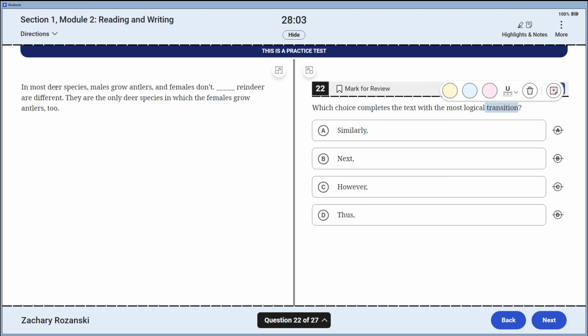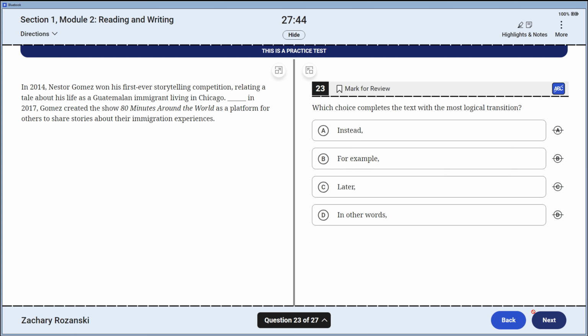Logical transition. In most deer species, males grow antlers and females don't. Reindeer be built different. So we've got a most kind of statement of these things. Reindeer are different in this instance. So we've got a contrast of sorts. I'm going to land on C.